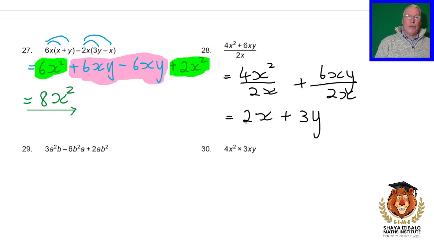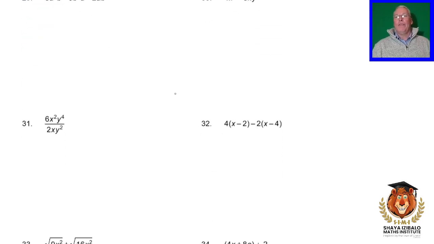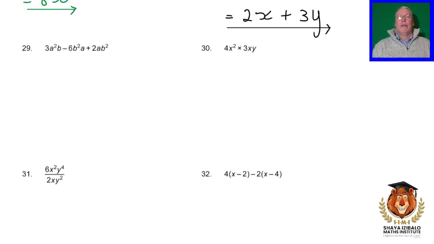Can we add those two things? No, it doesn't work like that. We can't add unlike terms. There's our final answer.